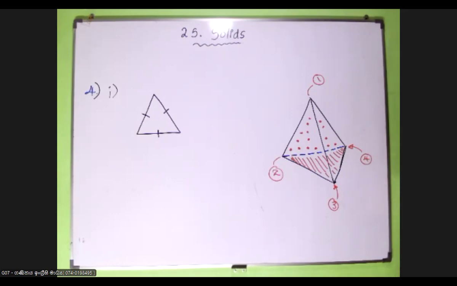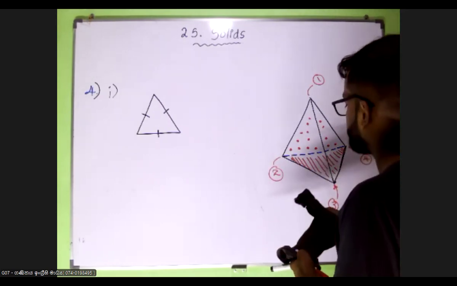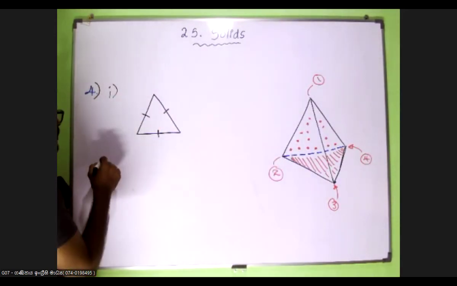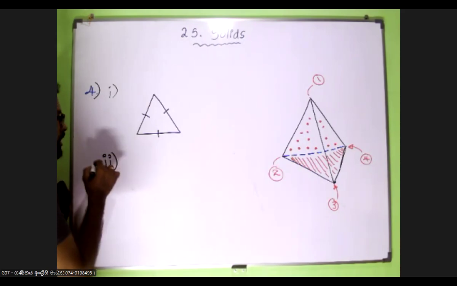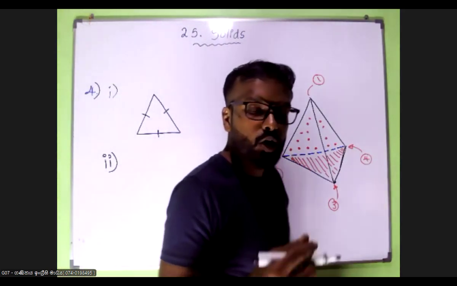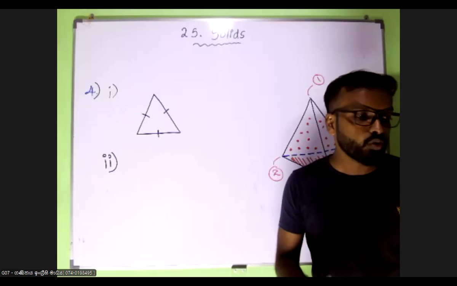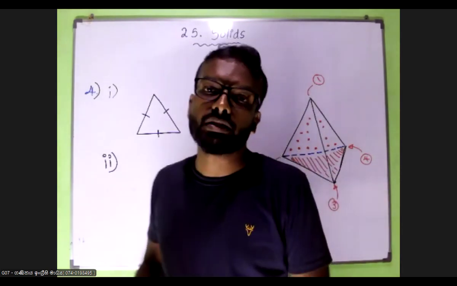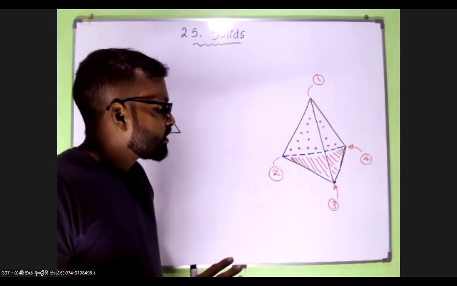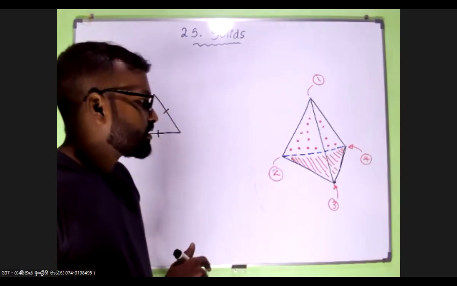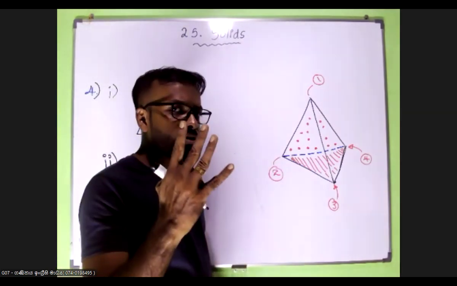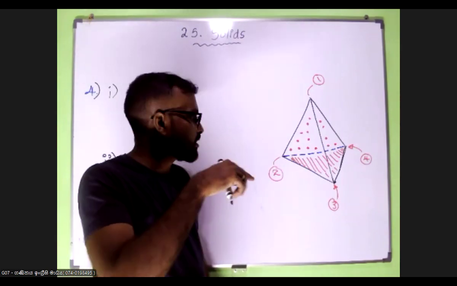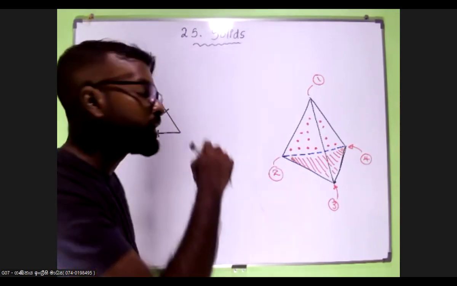Right. Now, in the second question, they are asking us to draw a net. So how do you draw a net? How many faces are there for a regular tetrahedron? 4 faces. All the faces are equilateral triangles, right? So there should be 4 equilateral triangles connected to make a net. So we are going to draw a net now.